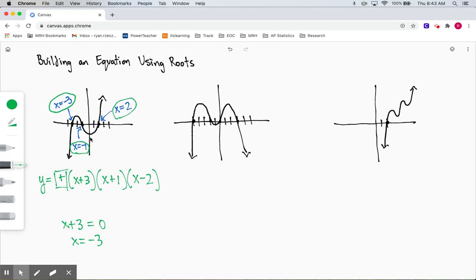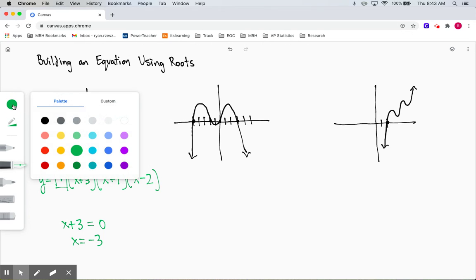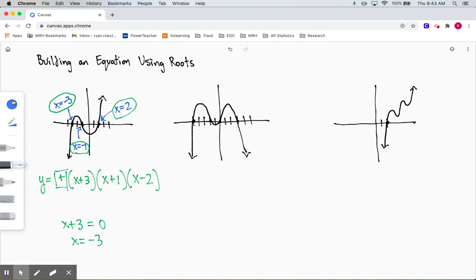So I can learn a lot about the equation of this graph just by knowing the x-intercepts. Let's do another one just like that. Looking at where this graph hits, it appears that I have -5 as a solution. I have -2. I have 0. And I have a +3.